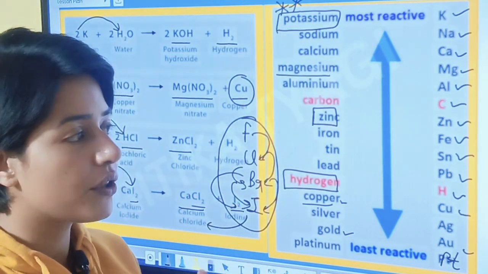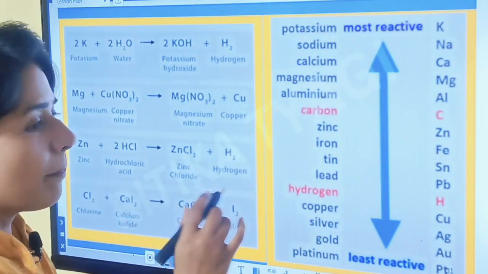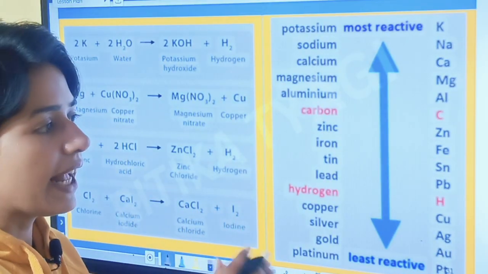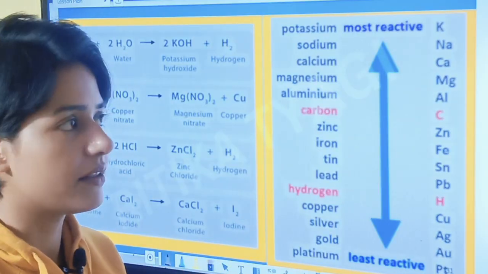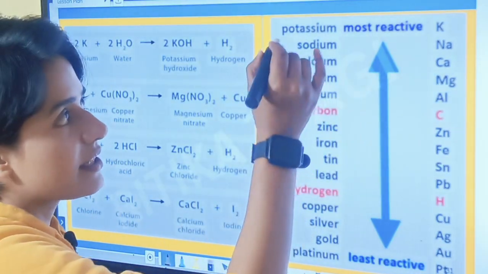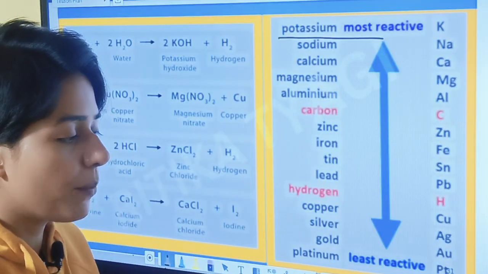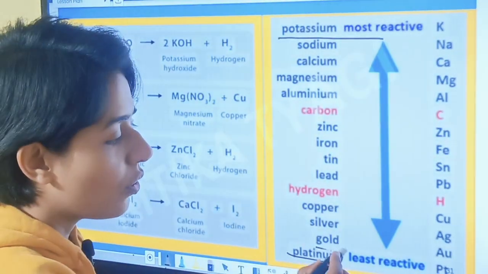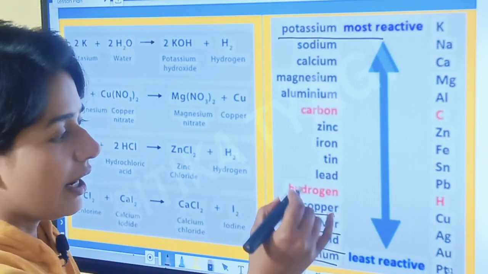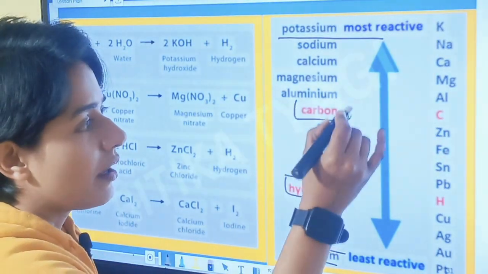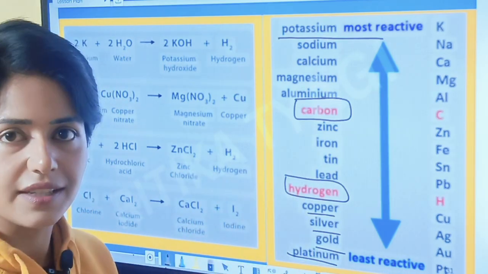of elements, so that we can apply it easily to any reaction. For completing the displacement reaction, we must have knowledge of this reactivity series of metals. The memorizing point is that potassium is the most reactive metal of all, and platinum, gold, silver, copper are the least reactive metals. Hydrogen and carbon are the two non-metals which are included in this reactivity series.